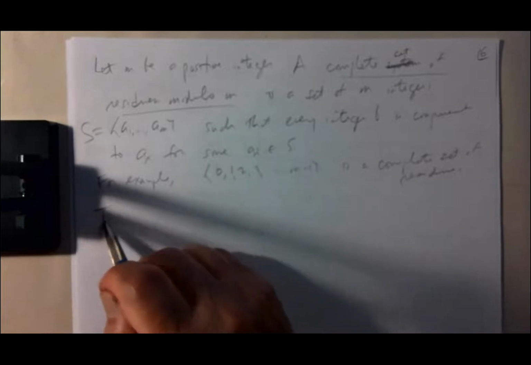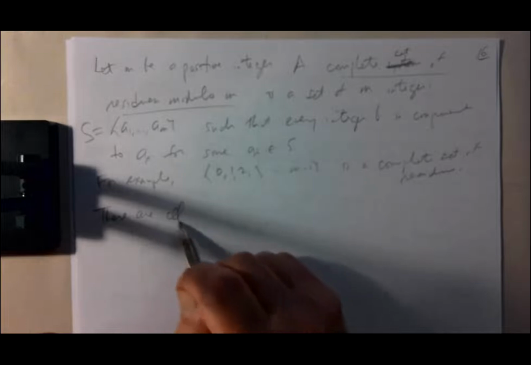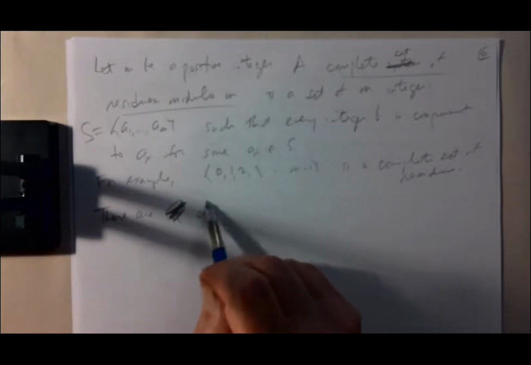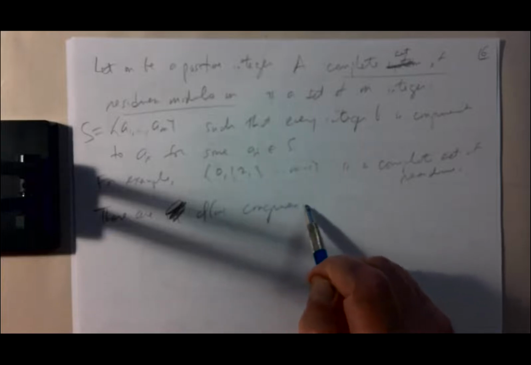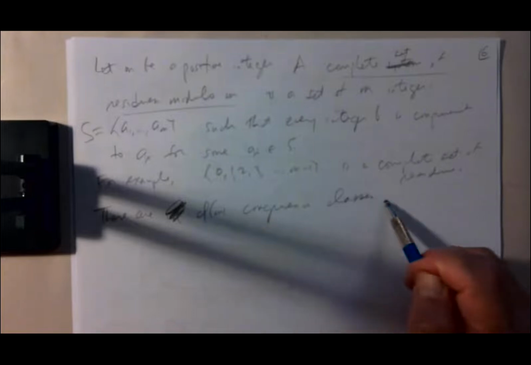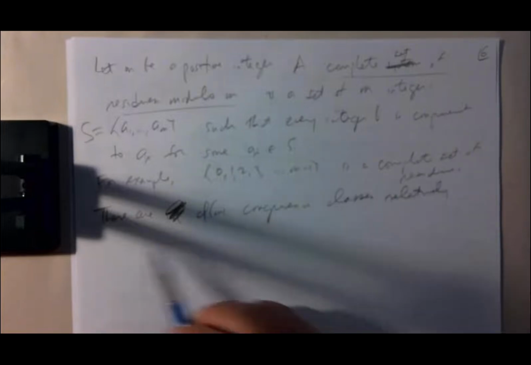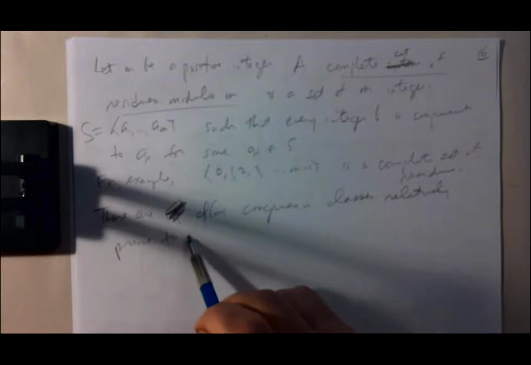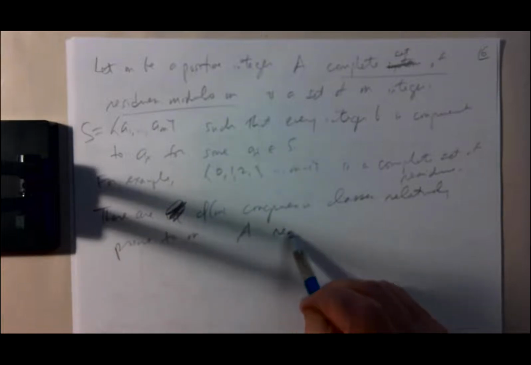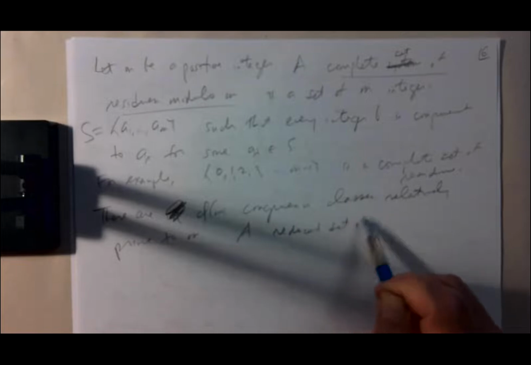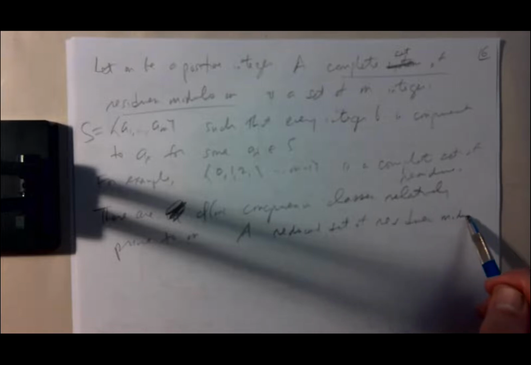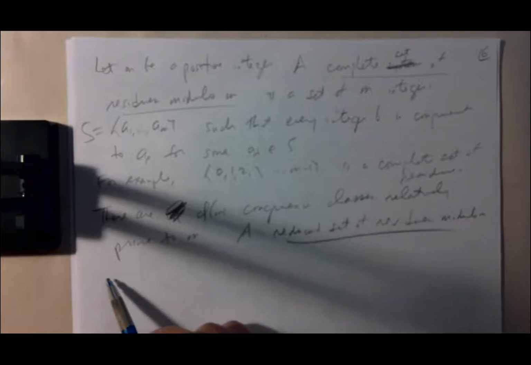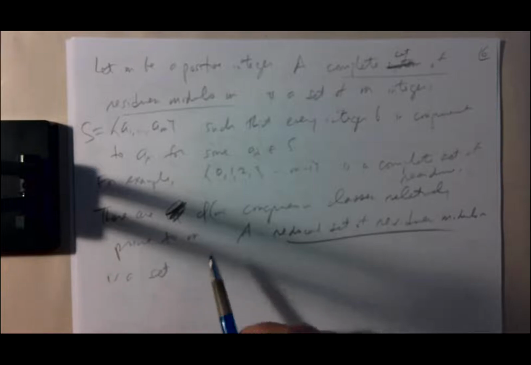Now, there are phi of m, where phi is the Euler phi function, congruence classes relatively prime to m, and what is called a reduced set of residues modulo m is a set of phi of m integers.